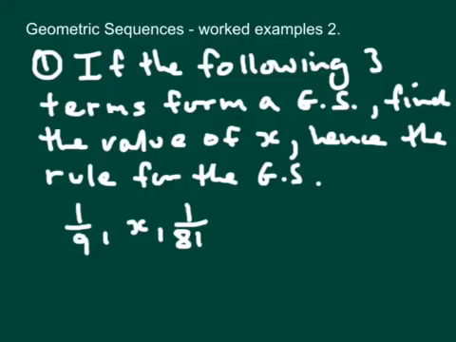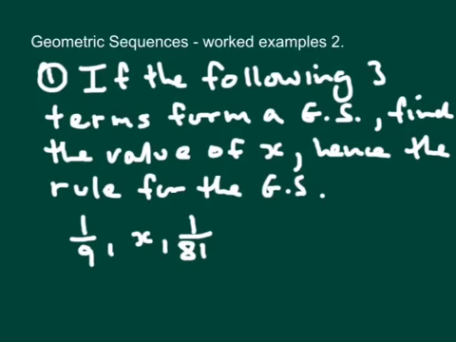Hello there. Here are a few more worked examples on geometric sequences. This is similar to one we've done before, but there's something you've got to be a bit careful of, and you'll see why in a minute. If the following three terms form a geometric sequence, find the value of x, hence find the rule for the geometric sequence. So it goes like this, as you can see.